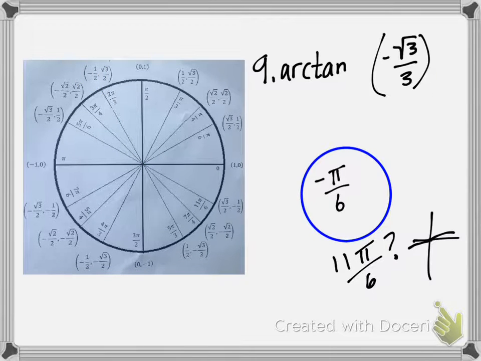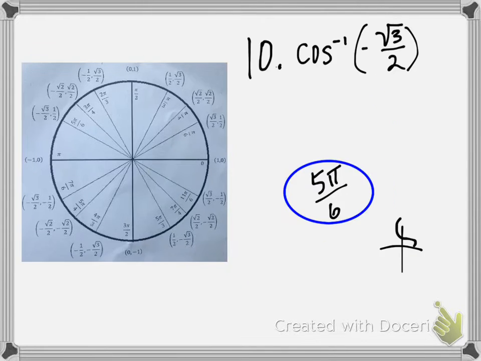We do have negative pi over 6 on this one. This is arc tangent, and we found that right here. Again, you can take -1/2 and divide that by the square root of 3 over 2, and you'll actually get that value right here. And this is our location, pi over 6, but it's going to be negative pi over 6 because we found our negative values in quadrant 4. The negative values of cosine are going to be found in quadrant 2, and that's why we'll see that at 5 pi over 6.